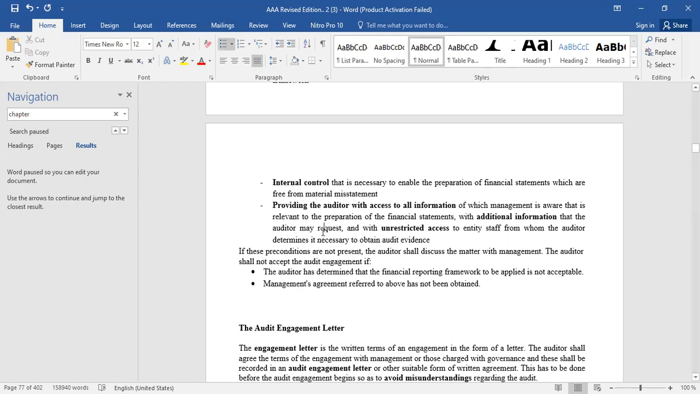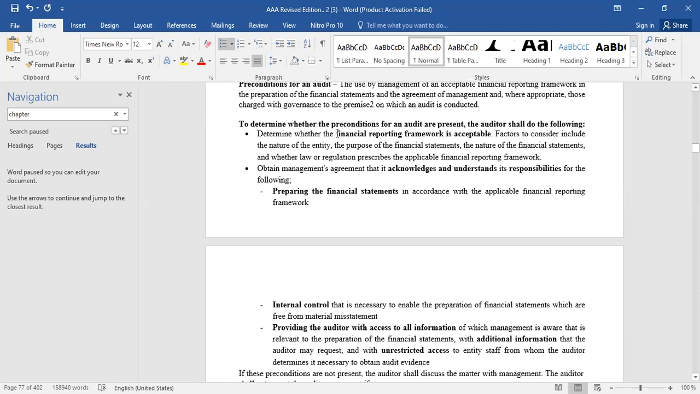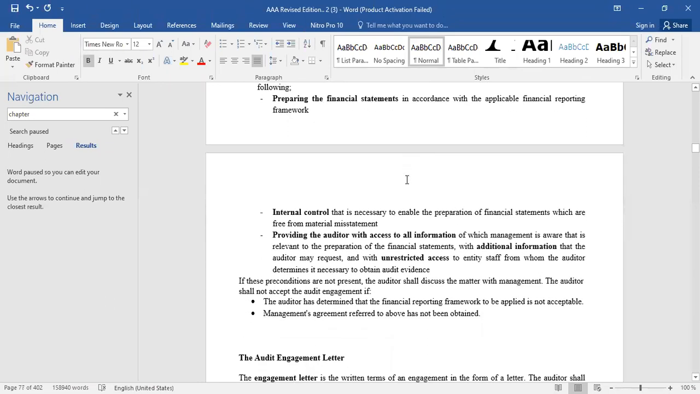We know they have to detect and prevent fraud, and come up with the applicable financial framework. We've seen this one. Financial framework is acceptable. So they have the responsibility to come up with the applicable financial framework, and your role is to check whether it is acceptable. Those are already 5 points. Another one is safeguarding of the company's assets. Yes, that is also their responsibility.